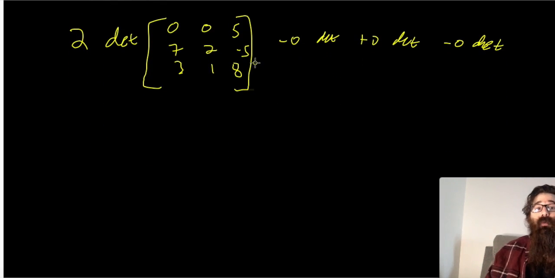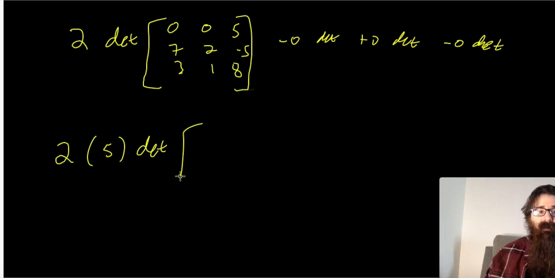So now we say, well, let's go across the top row. The top row has the most zeros. So I still have this 2 in front. I'm babysitting it. But then here I'm going plus, minus, plus. So I bring out the 5. I don't flip its sign. And then times the determinant of the 2 by 2 matrix that I get when I remove that entry's row and column. And that leaves me with 7, 2, 3, 1.